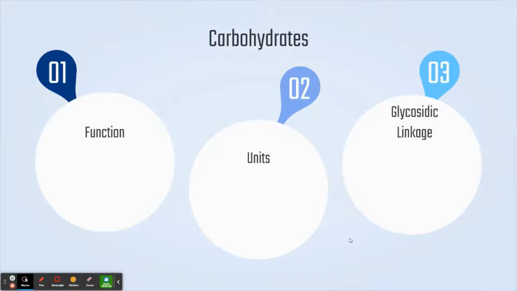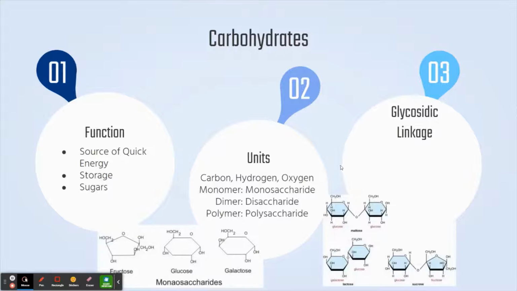The first biomolecule is the carbohydrates. So what are the functions of a carbohydrate? Well, they're a source of quick energy, they can store, and they act as sugars. So there are many types of carbohydrates, and they are composed of carbon, hydrogen, and oxygen.